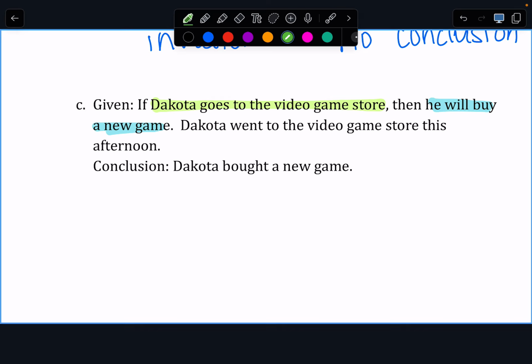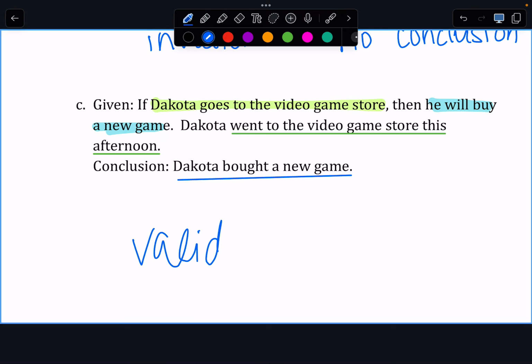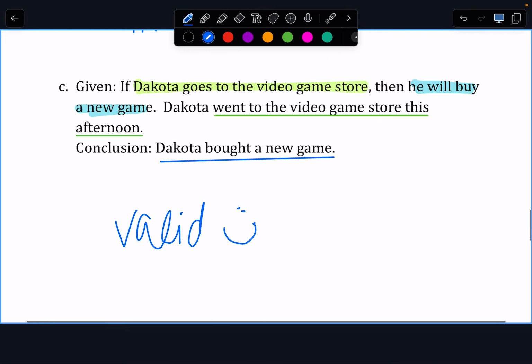Okay. If P, then Q is Dakota going to the video store this afternoon. Does that match P? Yeah. And this matches Q? Okay, excellent. Ooh, that's a fun smiley face.